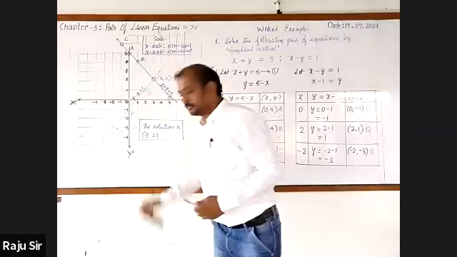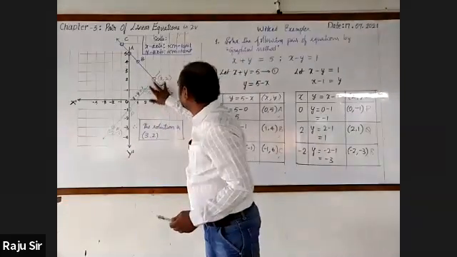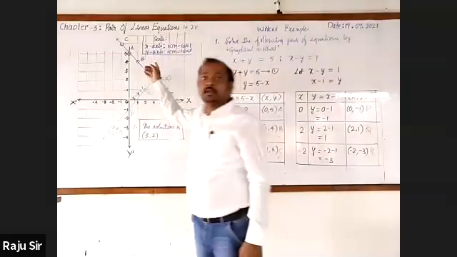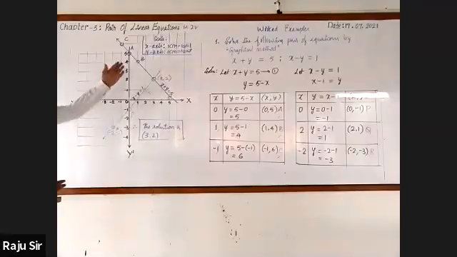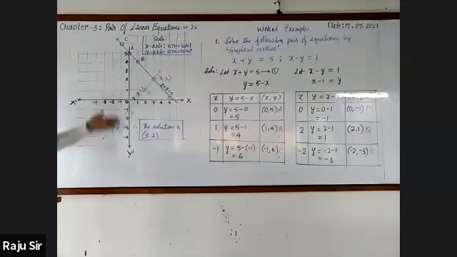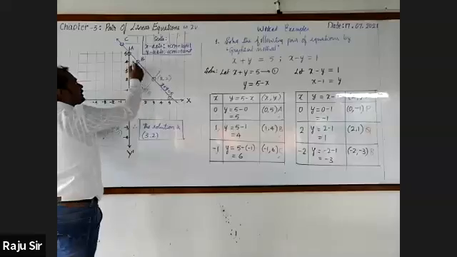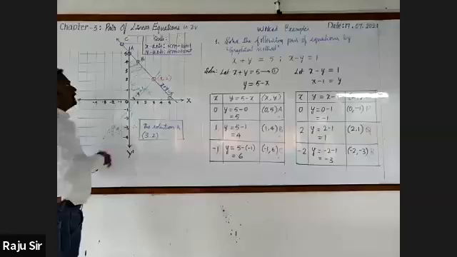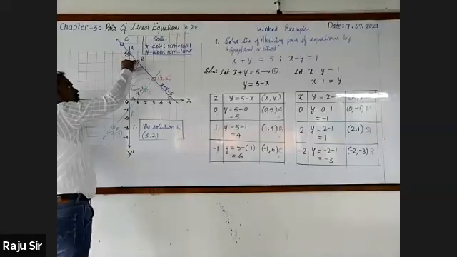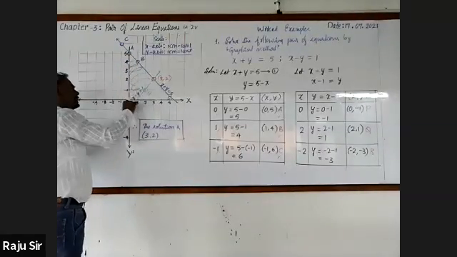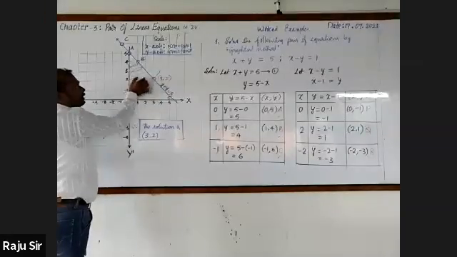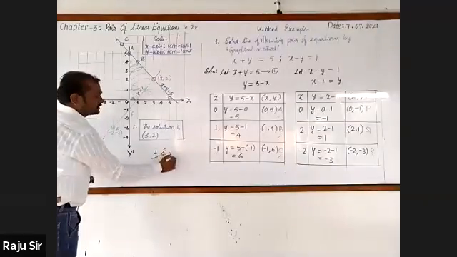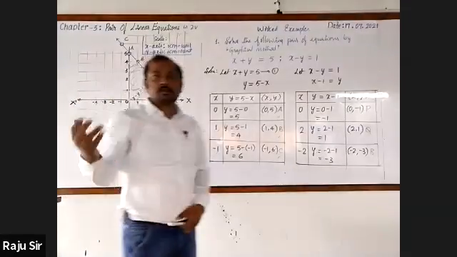Next, find the area of the triangle formed by the two lines with the y-axis. So then you have to consider this part. Again half into base into height. Base: 1, 2, 3, 4, 5, 6 units. Height: 1, 2, 3. So half into 6 into 3. 2 ones are 2, 3 threes are 9. 9 square units.